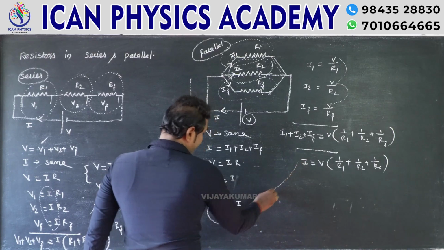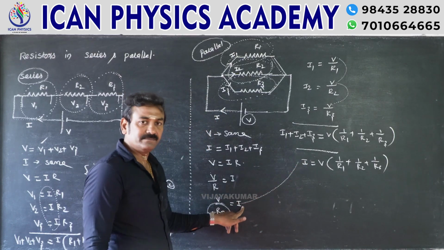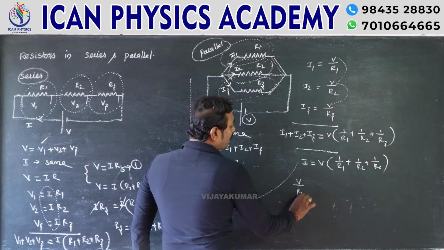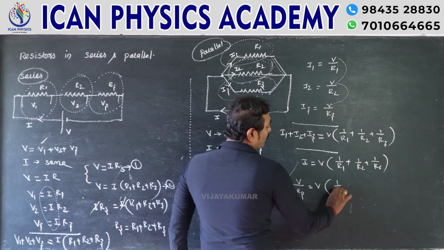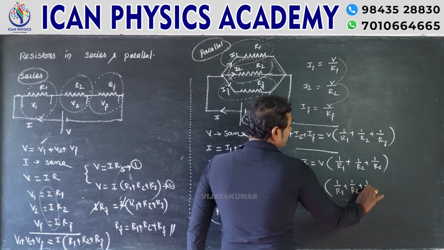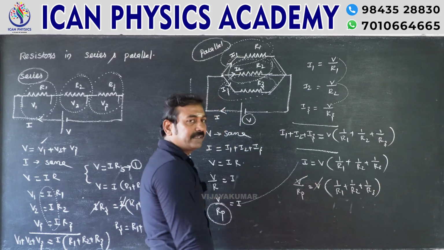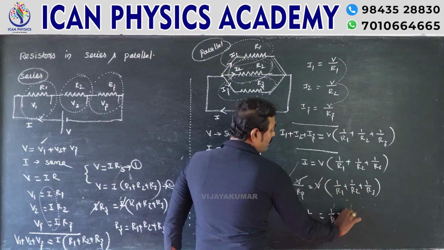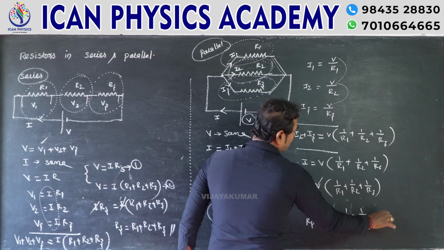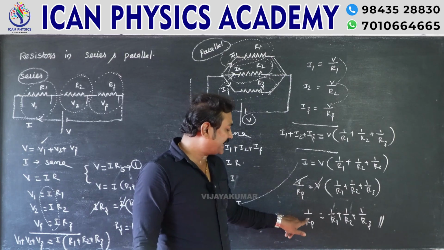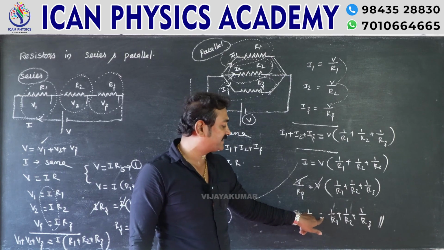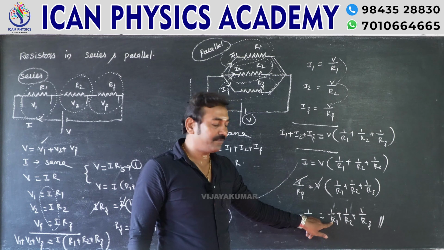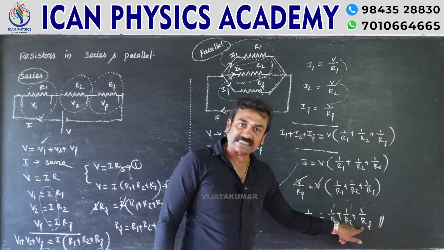Now compare these two equations. I is equal, so automatically the other sides are also equal. So V by RP equals V into 1 by R1 plus 1 by R2 plus 1 by R3. Now V gets cancelled, so we can write 1 by RP equals 1 by R1 plus 1 by R2 plus 1 by R3. The effective resistance in parallel is defined as the algebraic sum of the reciprocals of the resistances of the individual resistors.